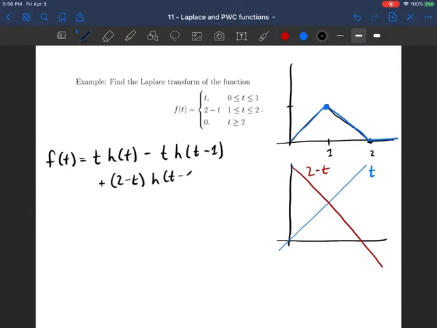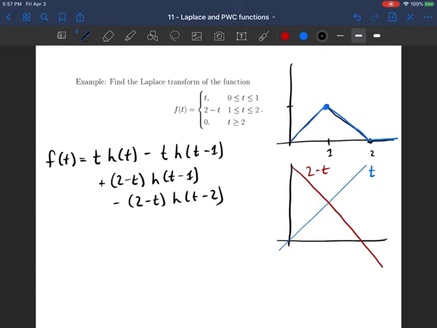So we need to add in the downslope starting at t minus 1. So we get plus 2 minus t times h of t minus 1. Right? And that's going to make our function go up, and then it's going to start going down, and it's going to keep going down. We need to get rid of that last downward bit there. We do that by subtracting this away, again, starting at time 2. So we get, finally, minus 2 minus t times h of t minus 2.